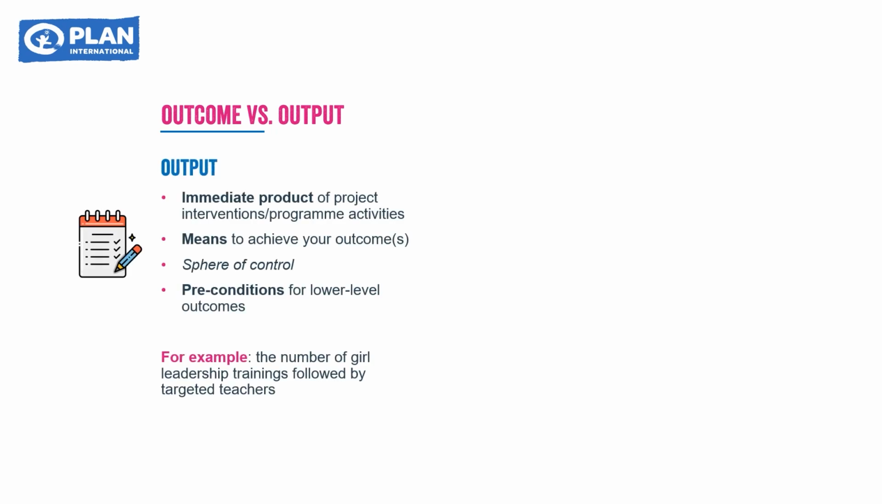An output is the immediate product of project interventions. It is a result of the program activities implemented. Outputs are in your sphere of control. They are typically tangible and easy to measure, but not the reason why the project was necessary. They are a means to achieve your outcome. Outputs are preconditions for lower-level outcomes. An output is, for example, the number of girl leadership trainings followed by targeted teachers.